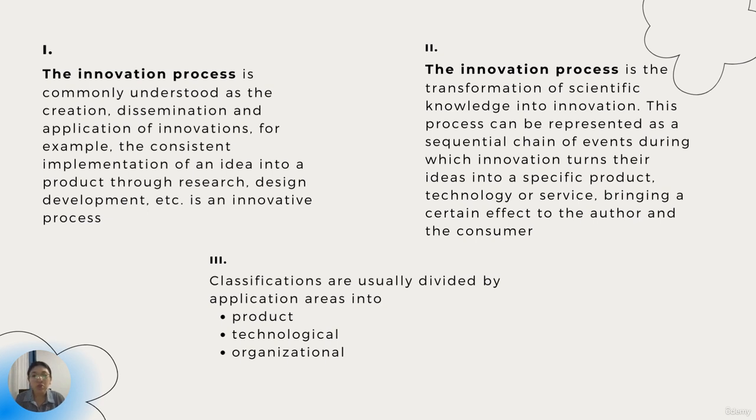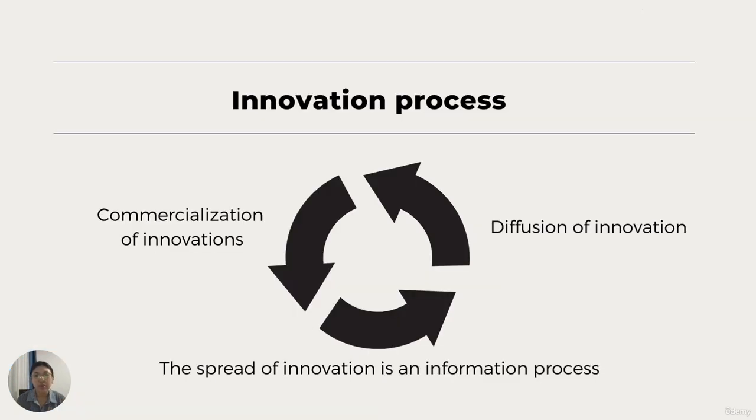This process can be represented as a sequential chain of events during which innovation turns ideas into a specific product, technology, or service, bringing a certain effect to the author and the consumer. This is how the innovation process looks. So innovation life cycle is a set of all stages of the innovation process covering a number of interacting organizations, research institutes, financial and innovation organizations, and so on.